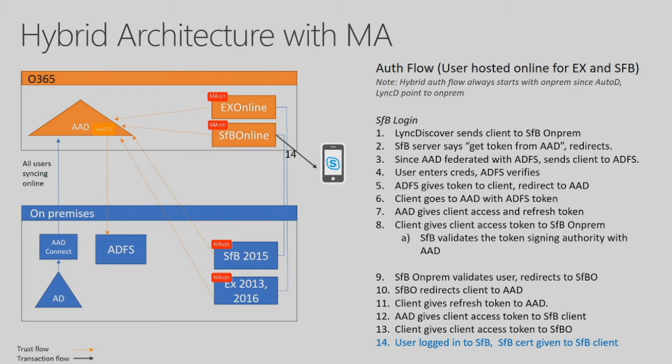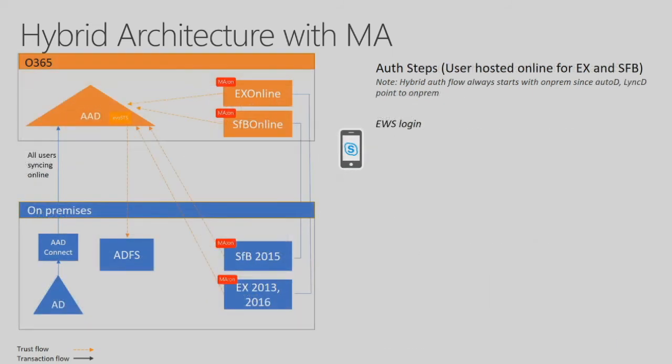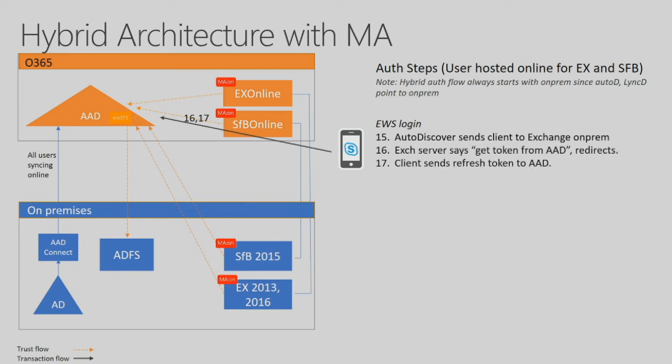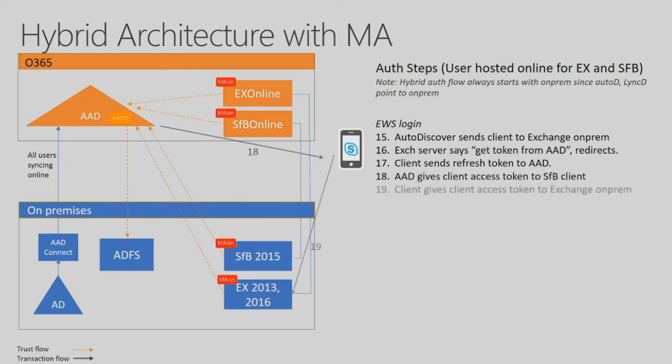I have to go through the exact same thing for Exchange, for EWS. So how does that work? Well, auto discovery points the client to Exchange on-prem. The client says, I want to get in. Exchange says, great, I trust AAD, go there. The client goes to AAD. Now the client has already got tokens for AAD, so it sends the refresh token, gets back a client access token, and now we can take that access token to Exchange on-prem.